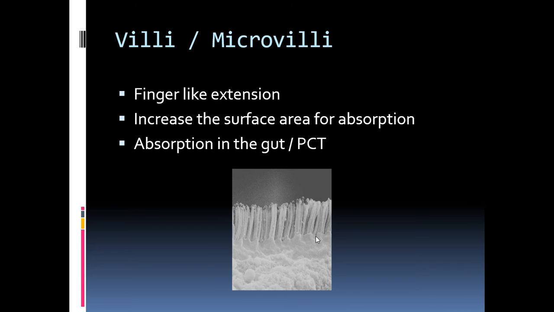And then certain cells like those in the small intestine will also have finger-like extensions from the cell surface membrane, and they are known as the villi or microvilli. They increase the surface area of cells in the small intestine for an efficient absorption of the nutrients.